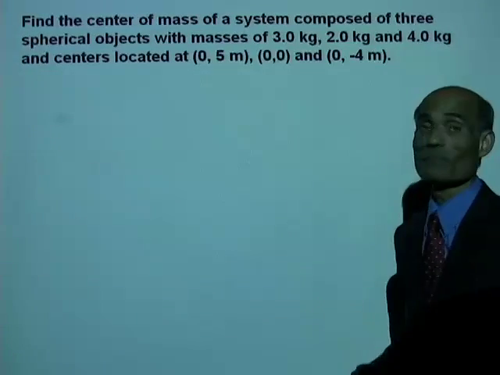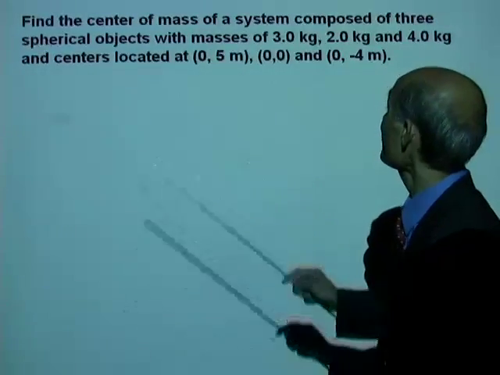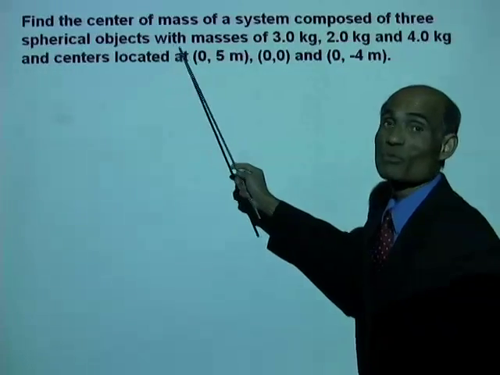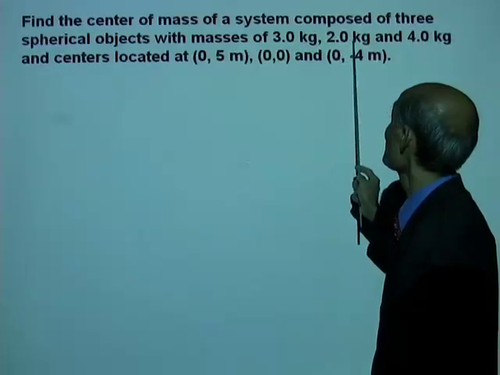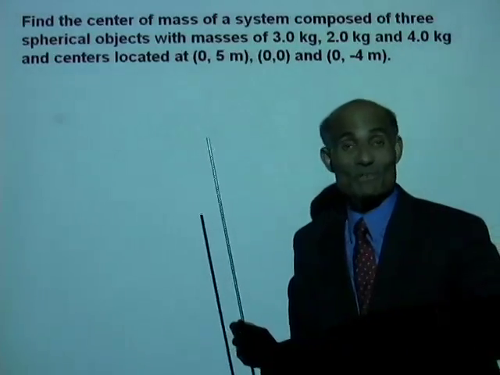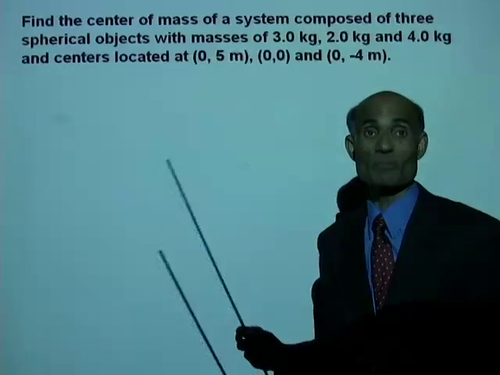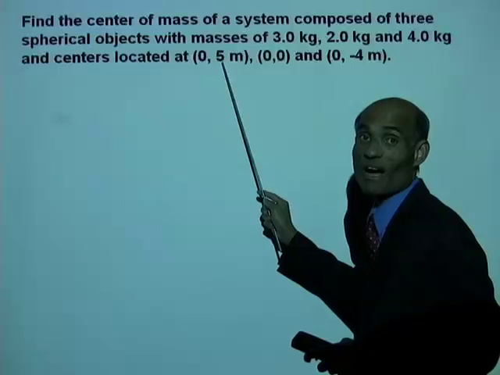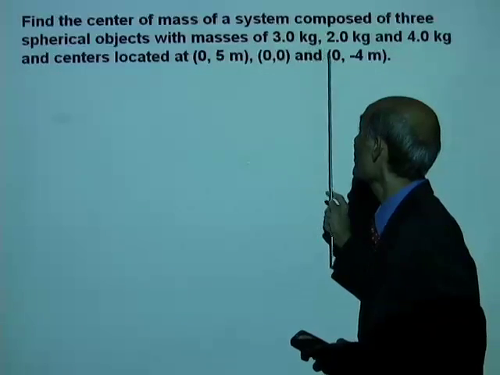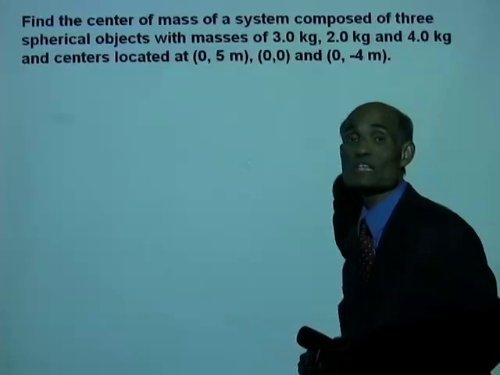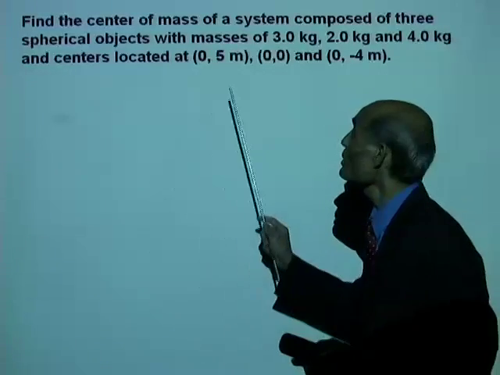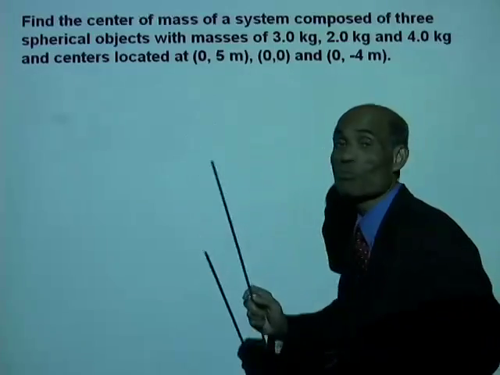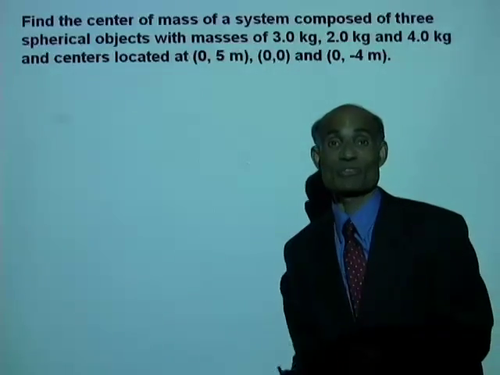Okay, let's do another one. Find the center of mass of a system composed of 3 spherical objects with masses 3 kilogram, 2 kilogram and 4 kilogram, the same 3 objects we used last time, but their centers are now located at (0, 5 meter), (0, 0) and (0, -4 meter). You can see all the x values are 0. That means these points are along the y-axis.